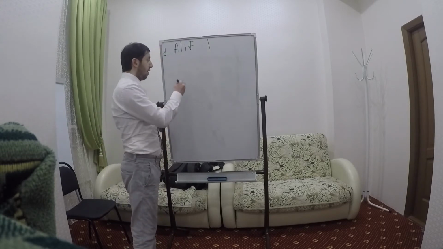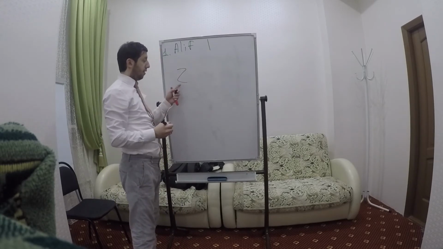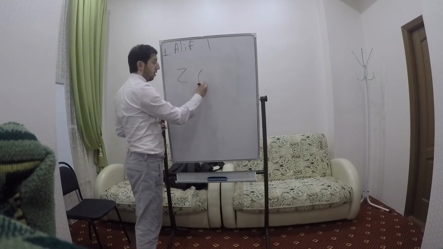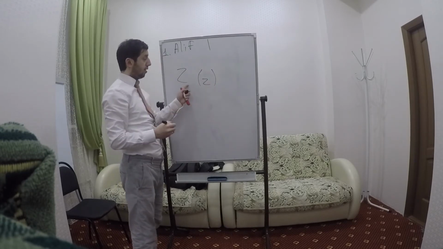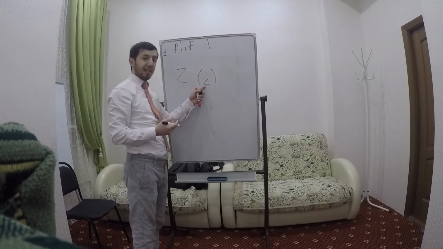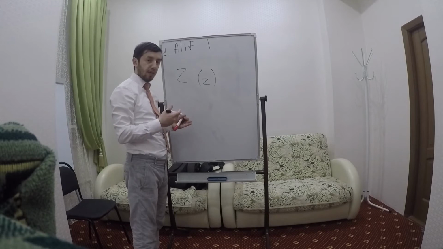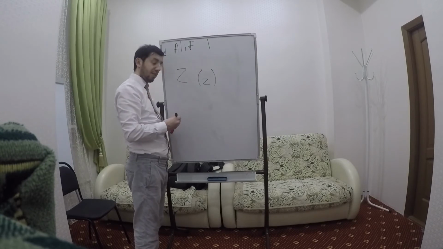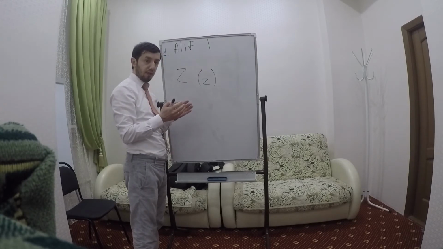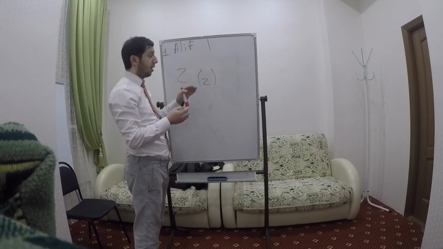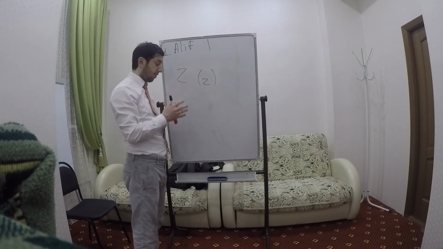For example, if you see Z in English, you know it gives the sound Z, Z, Z. For example, B, P, S. But for alif, there is no sound. There is no voice. So it is just called alif.